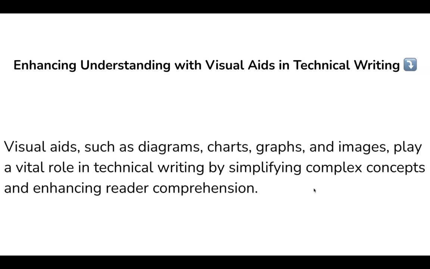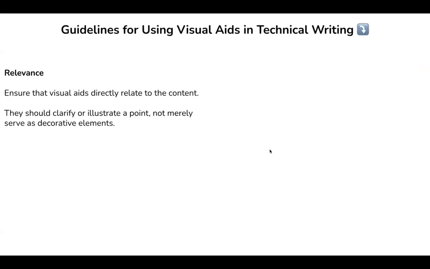So visual aids such as diagrams, pictures, charts, graphs, and images play a very, very important role in technical writing because they help you simplify complex concepts and enhance reader comprehension. They help people understand whatever you're trying to convey to them easily, right? They always say a picture is worth a thousand words, or something like that. I read something like that somewhere.